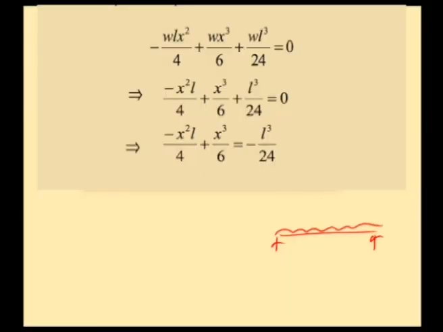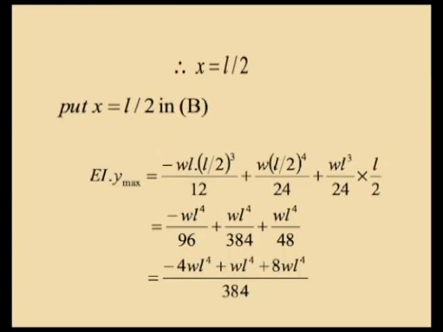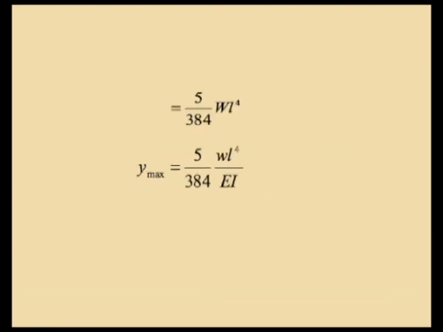maximum at the center. In case of simply supported beam with UDL, or in case of simply supported beam with central point load, where maximum deflection will be occurring at the center, and that is evident from the analysis also. Now, substituting the value of x equal to L by 2 in the deflection equation, we will be getting E I y max equal to minus W L into L by 2 whole cube by 12 plus W into L by 2 power 4 by 24, and then we will be getting the maximum deflection as 5 by 384 W L power 4 by E I.